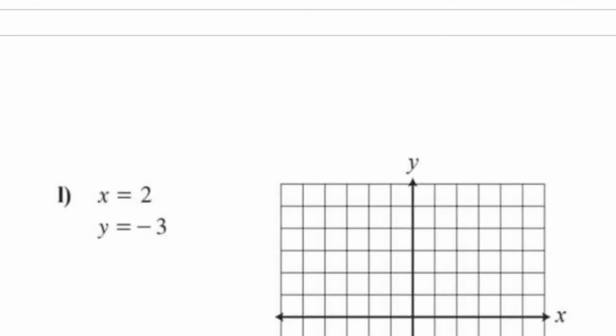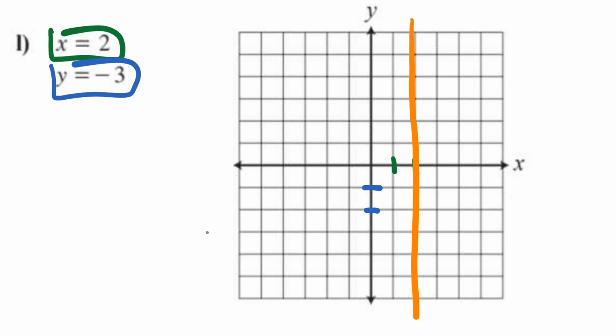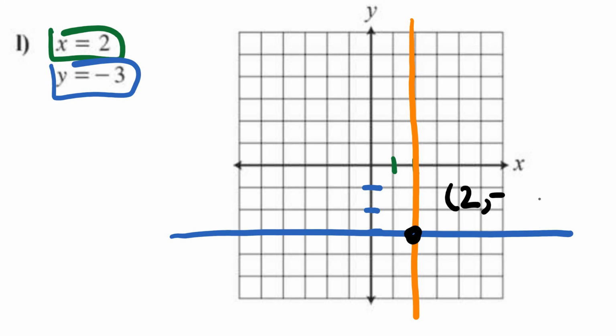Okay, great. And we have one last question to do, and then we're done this homework video guide. This one's probably the easiest one here. X equals 2. So here's 1, 2, and then you just draw a vertical line. And then you have y equals -3. So 1, 2, -3, and you draw a horizontal line. And there's my solution right there, which is the point 2, -3. All right, so that concludes this homework video guide.